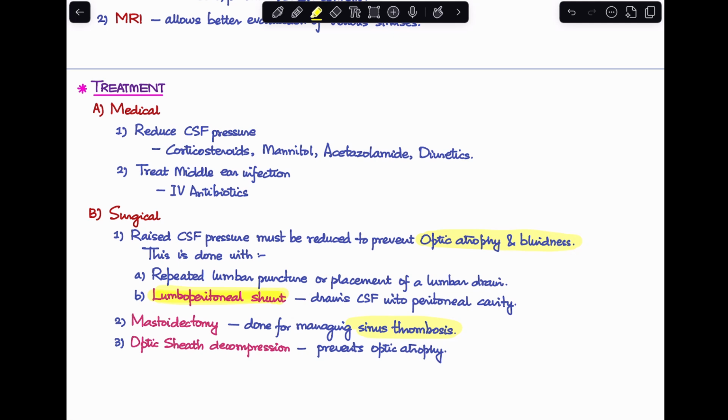So that's all about benign intracranial hypertension, also known as otitic hydrocephalus. It is a rare complication that we see in a case of CSOM.